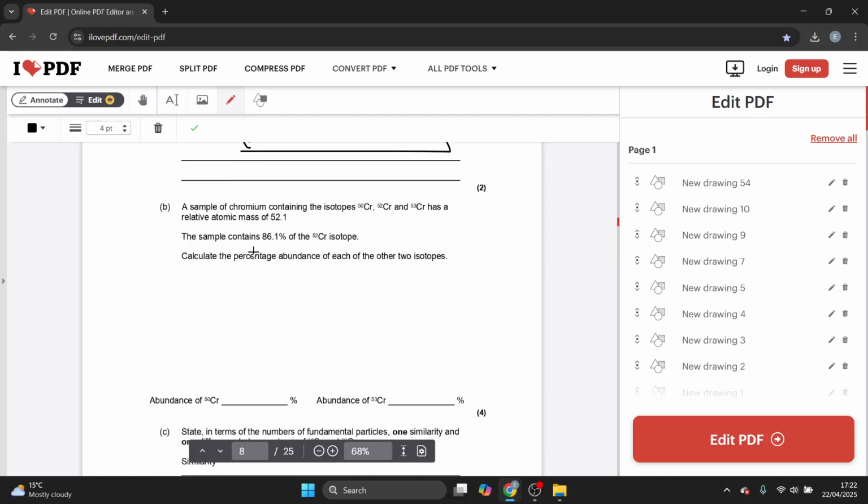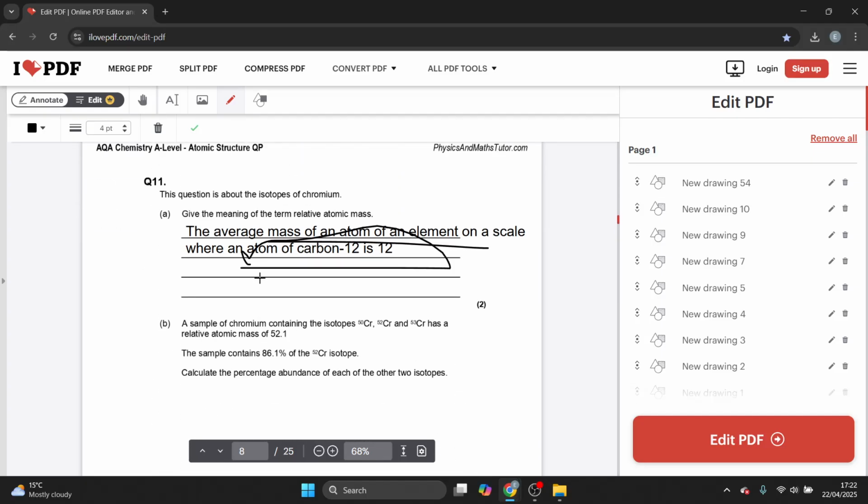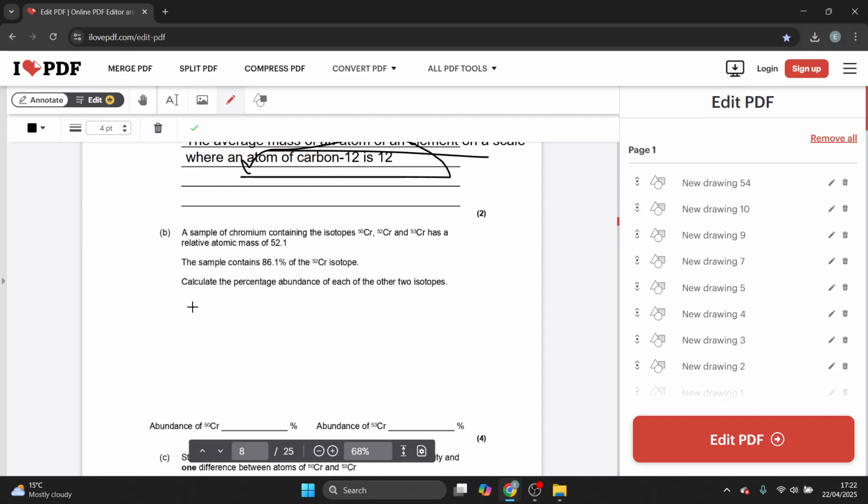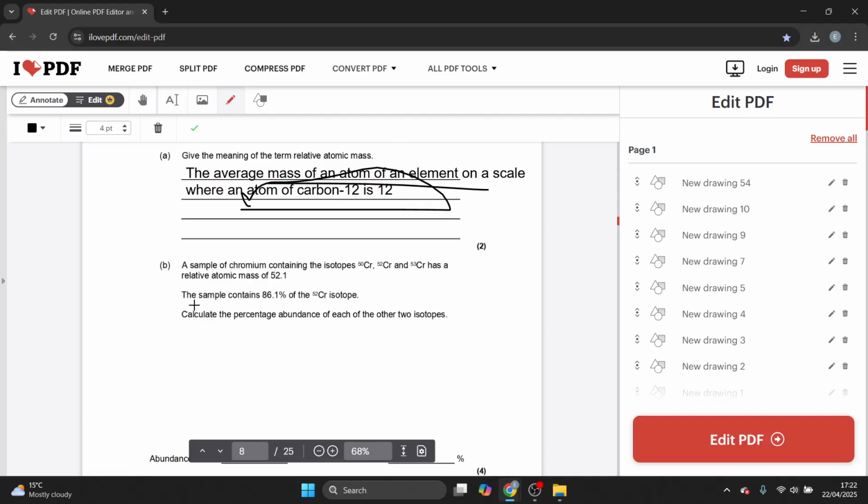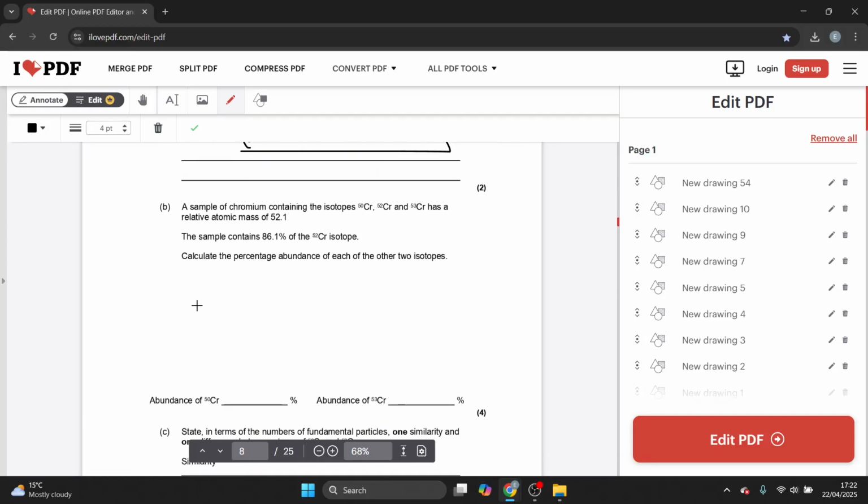The sample of chromium containing isotopes 50Cr, 52Cr, and 53Cr has a relative atomic mass of this. The sample contains this much of the 52Cr isotope. Calculate the percentage abundance of each of the other 2 isotopes. Again, very similar to a previous question, if you remember, guys. But now I feel more confident with this because we've gone through that one, and that other question was very difficult. I think this one's slightly easier.